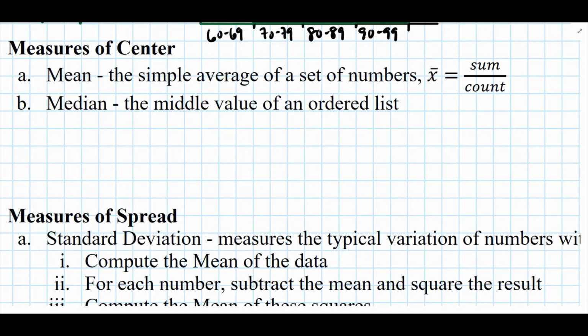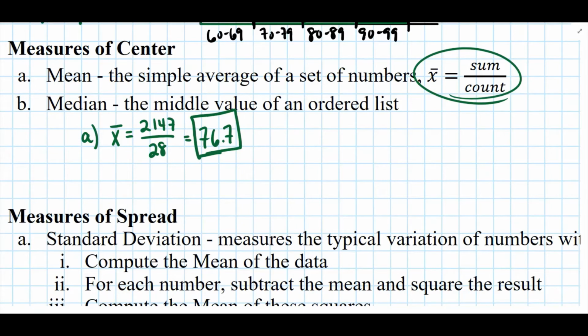In order to calculate the mean, you must compute the simple average, which is the same as the sum of all values divided by the count, or number of values in the data set. In doing so, you would find the sum of these numbers is 2,147, and when divided by the count, 28, we see the mean, or average, is 76.7.